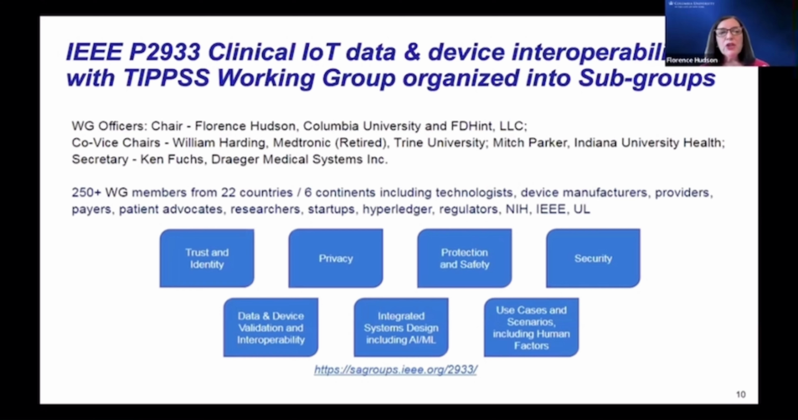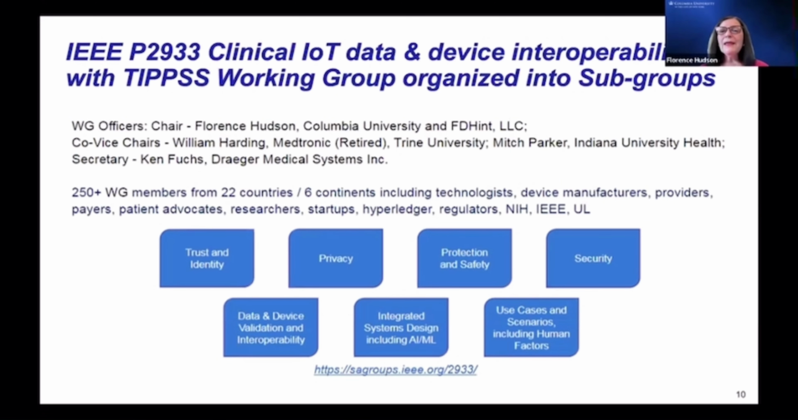So I'm the chair at Columbia University. I have my executive director role, so that's my main institution. I also have a consulting business, FD Hint, which is Lawrence D. Hutz International. Our co-vice chairs are from Medtronic, William Harding, so a device manufacturer in this space. And then Mitch Parker at Indiana University Health, who's the Chief Information Security Officer.